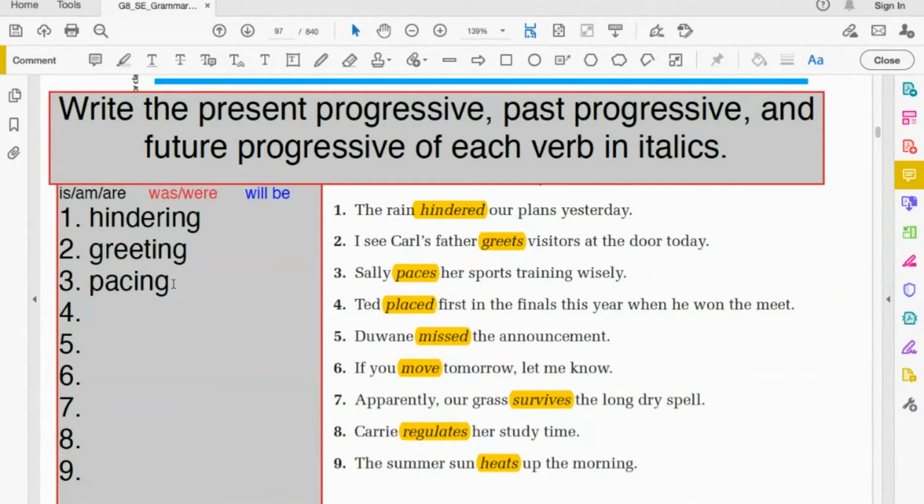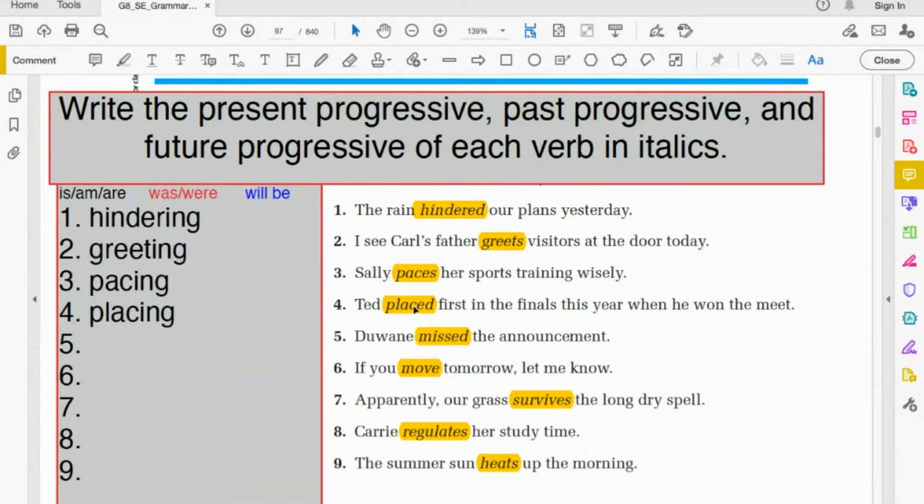Again, the helping verbs present, past, and future. Is, am, are, pacing. Was, were, pacing. Will be, pacing. I'm only needing to write the verb once. Placed. Place, plus ing. Take away the E. Placing.